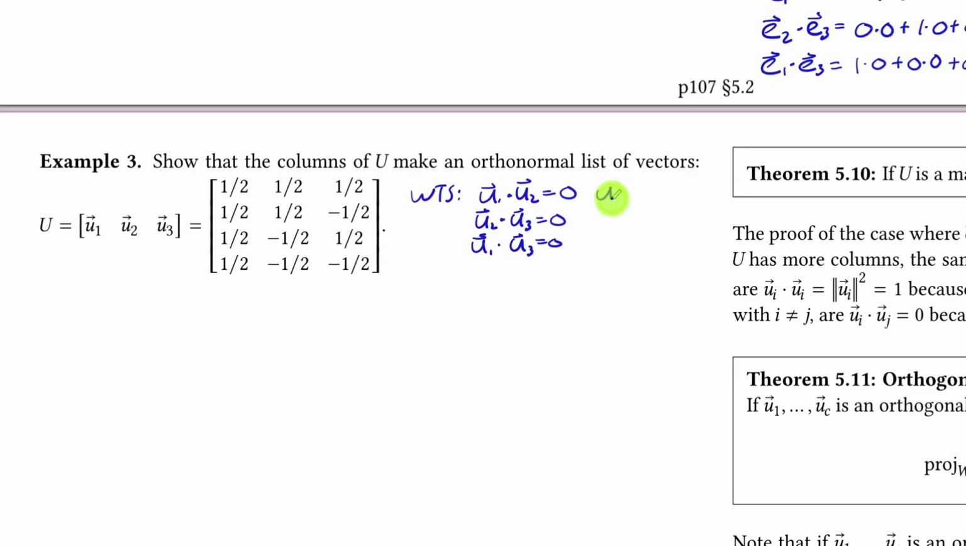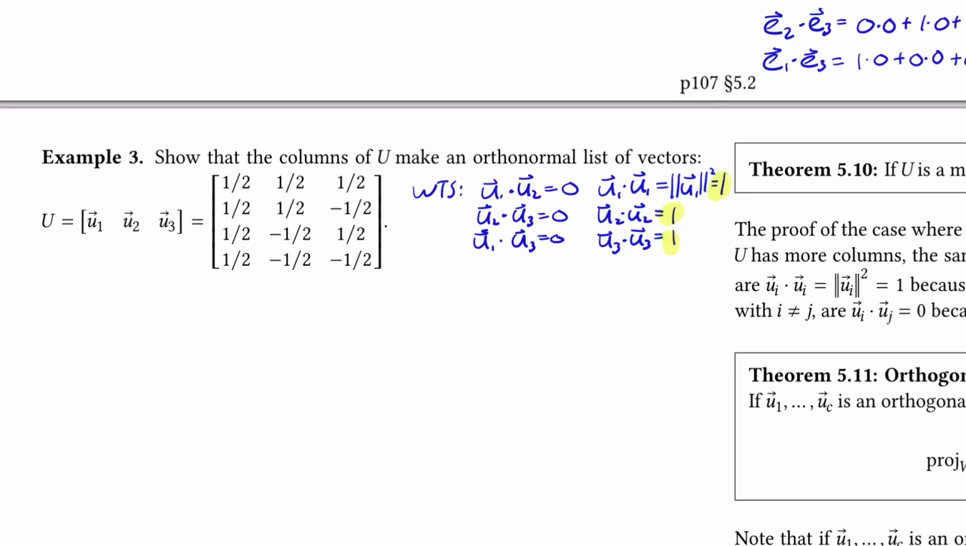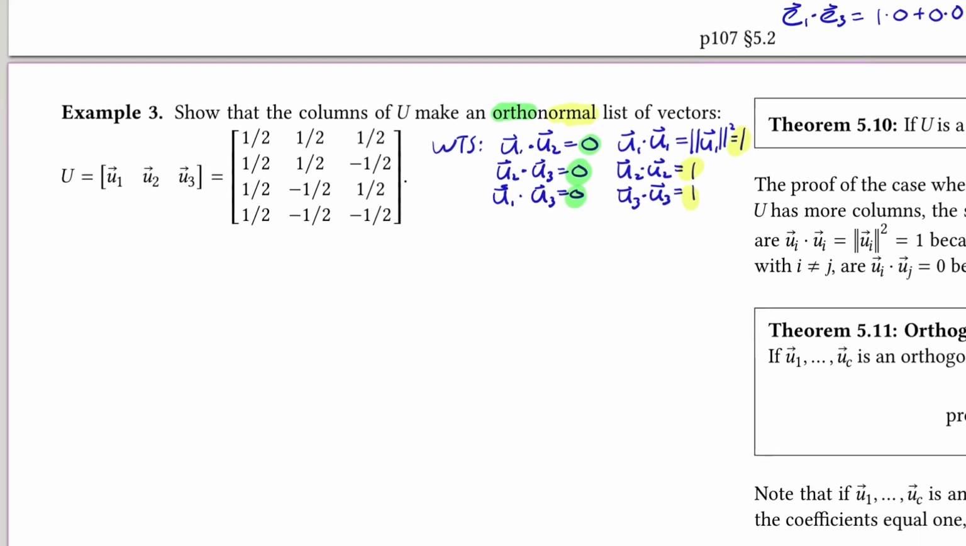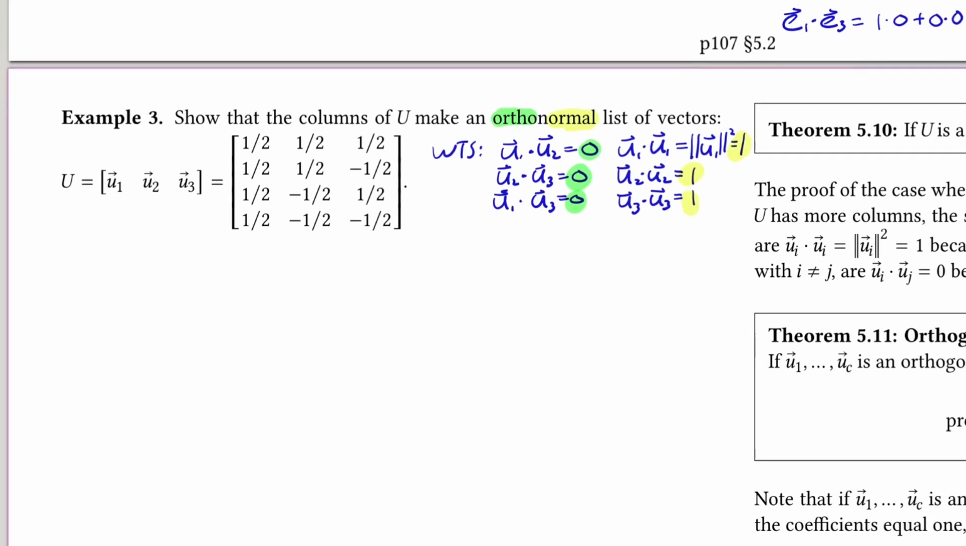So that means u1 dot u1, which again is the magnitude of u1 squared, should be 1. Likewise, u2 dot u2 should be 1, and u3 dot u3 should be 1. So if all of these are 1, that's the normal part, and if all of the dot products with non-matching ones are 0, that's the orthogonal part. So let's calculate these.